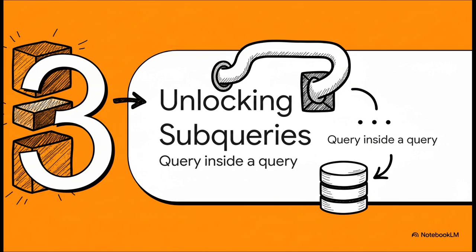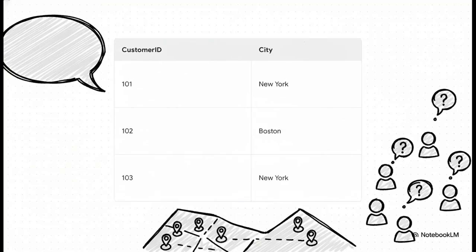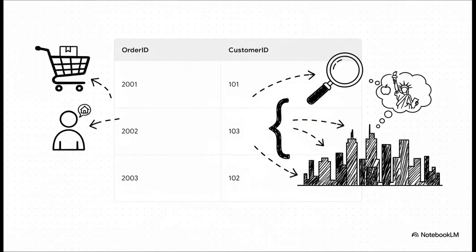But wait, there's more. The IN operator has another trick up its sleeve, and this is where it gets really powerful. It doesn't just have to be a list you type out by hand. The list of values can come from the result of a whole other query. To see how this works, let's bring in a couple more tables. First up, we've got a customers table. Super simple, just a customer ID and the city where they live. And second, we've got our orders table, which links an order ID to a customer ID.